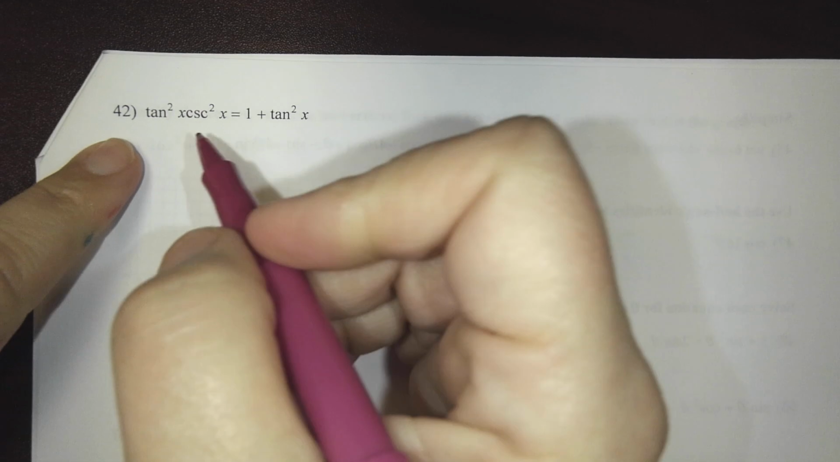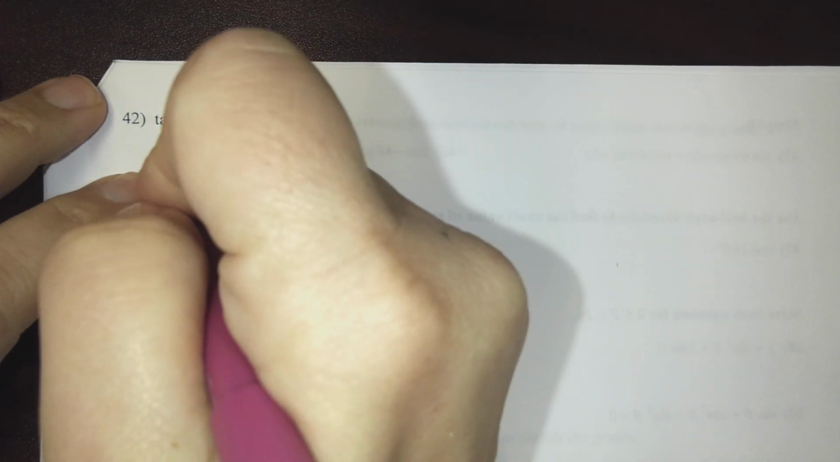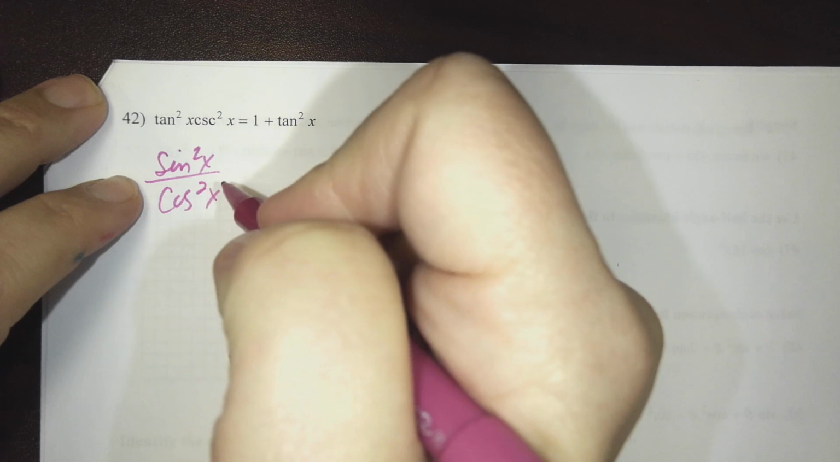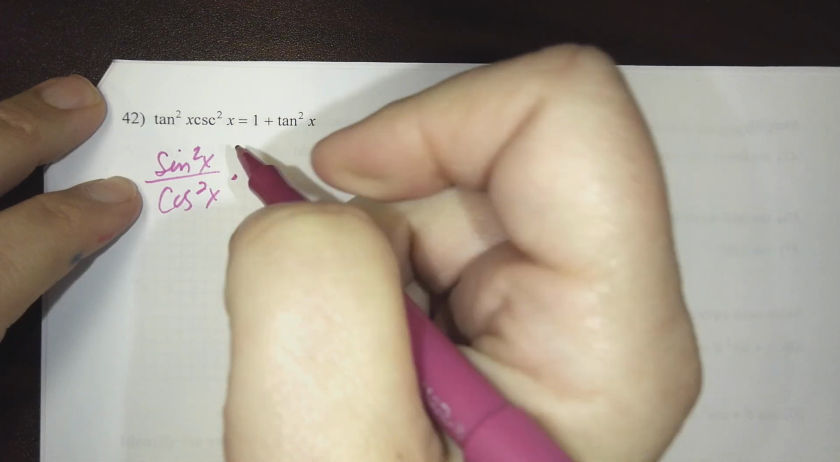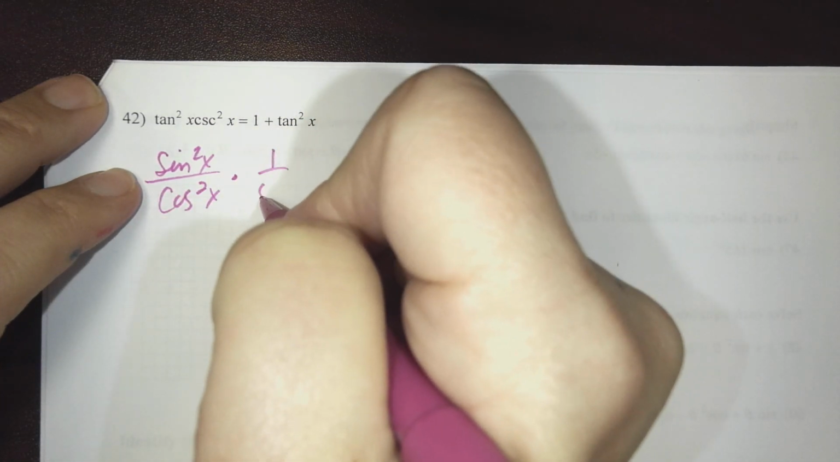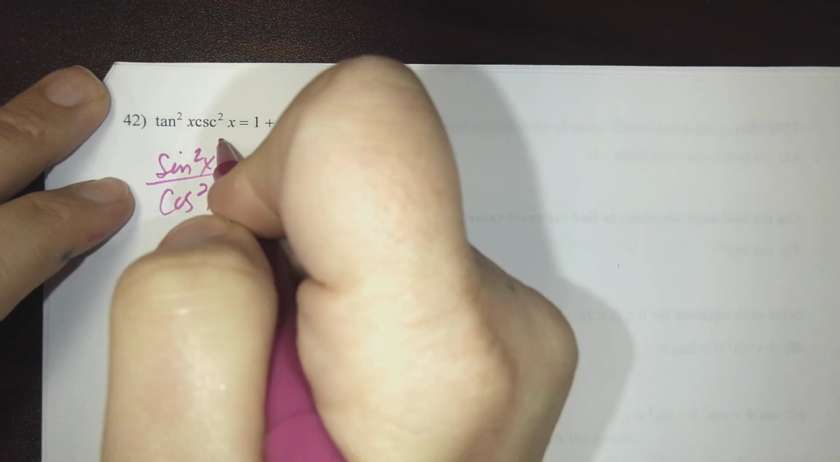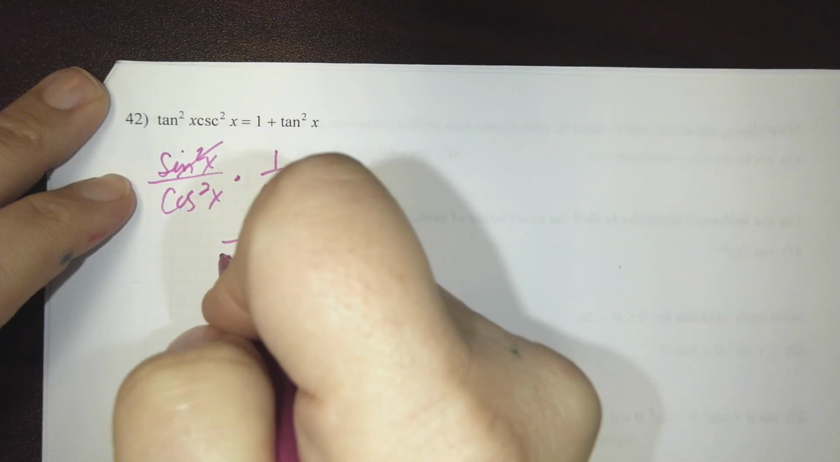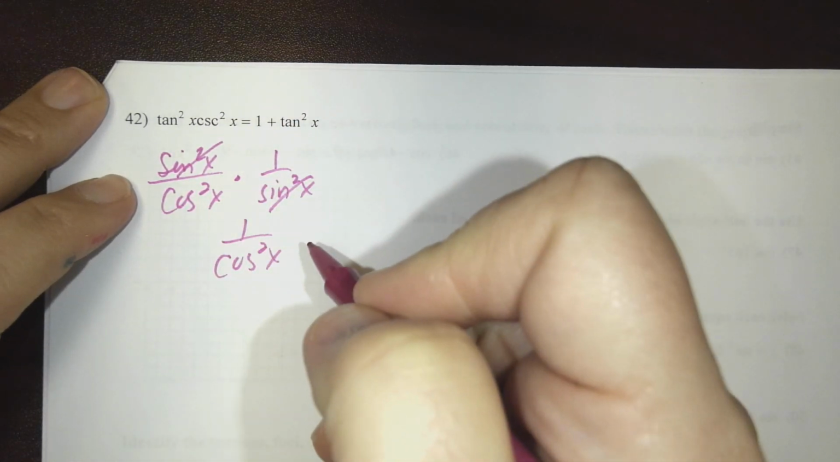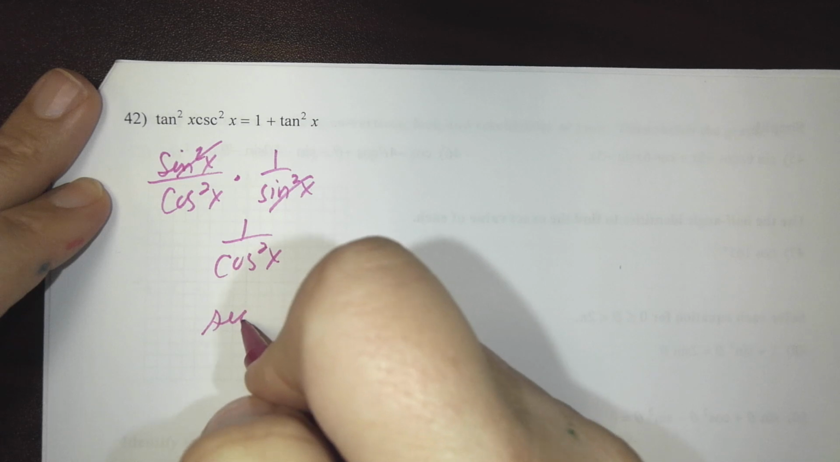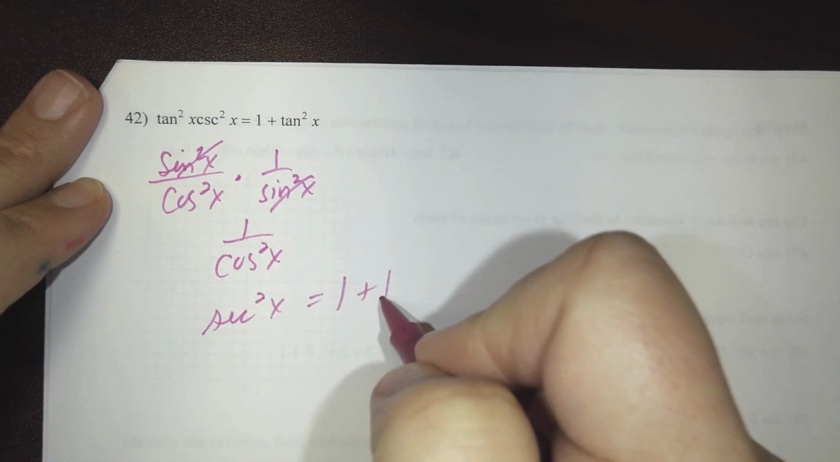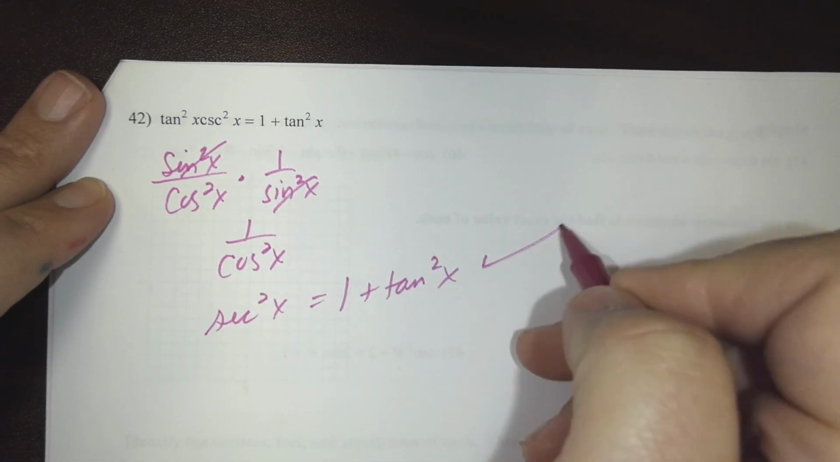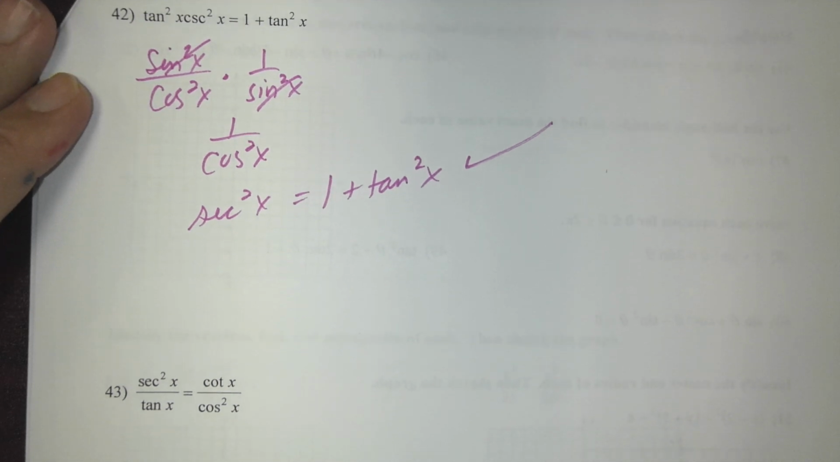Let's do this again. Tan squared times cosecant squared. Tan squared is sine over cosine, so sine squared over cosine squared. Cosecant is 1 over sine squared. Cross that off. You get 1 over cosine squared. Well, that's secant squared, and secant squared is equal to 1 plus tan squared. So that's done.